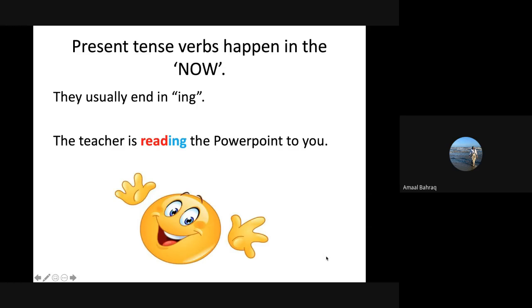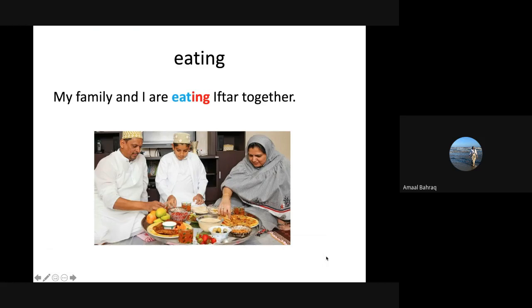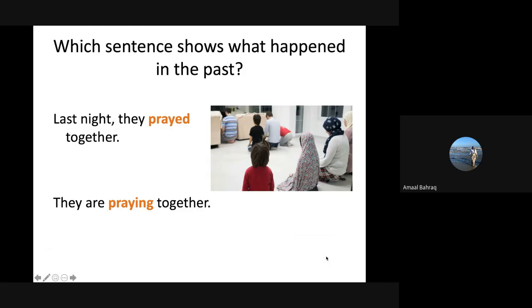Present tense verbs happen in the now. It's happening right now. They usually end in ing. The teacher is reading the PowerPoint to you. That's what's happening right now. I am reading the PowerPoint. Read is the action. Adding ing tells me that it happens now. Eating. My family and I are eating iftar together. That's happening now.